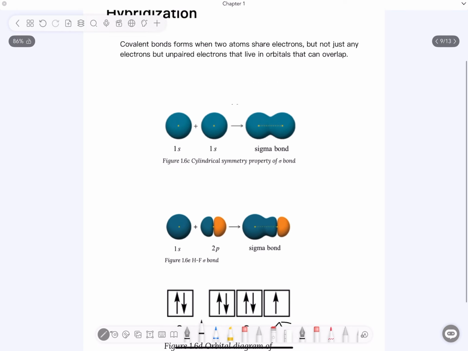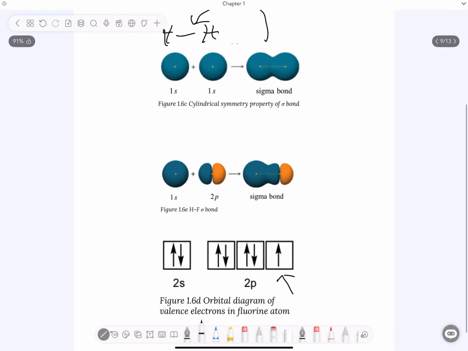And because hydrogen also has one unpaired orbital, they can form one bond with each other, and that's how we have that sigma bond right here. And right here, this is just saying that hydrogen can bond with fluorine, even though this is a p orbital, and while hydrogen has a 1s orbital, they can still bond.